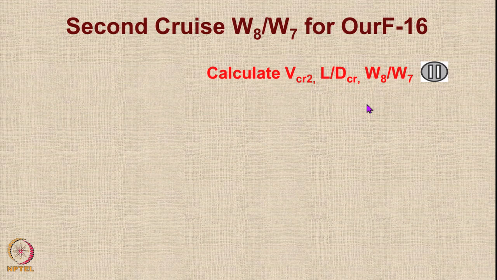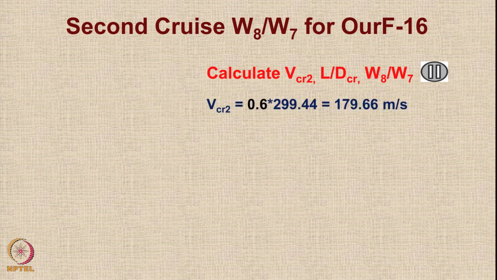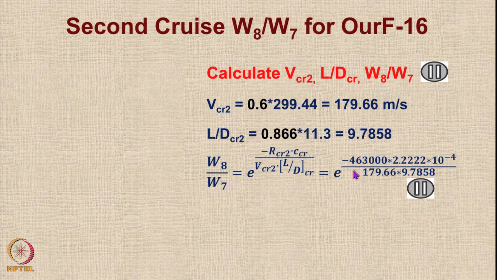At this stage, I would like you to pause the video and calculate the value of VCR2 and L by DCR, and later on we will get the expression for W8 by W7, the weight ratio in the second cruise. So, VCR will be 0.6 times 299.44, which is 179.66 meter per second. L by D CR will remain the same. For calculating the weight ratio, we need to insert the numbers of range, the SFC, the velocity and the L by D in this expression. I would like you to pause the video and do this calculation. The number comes out to be 0.9431.